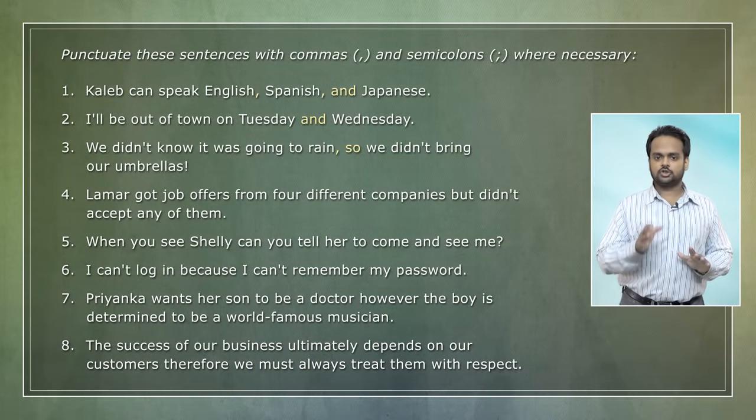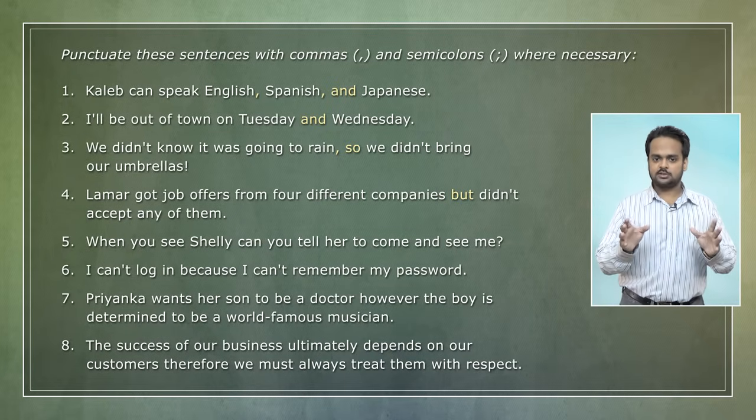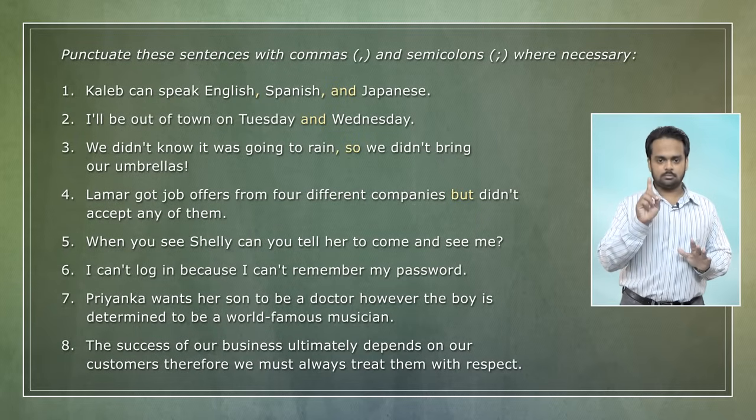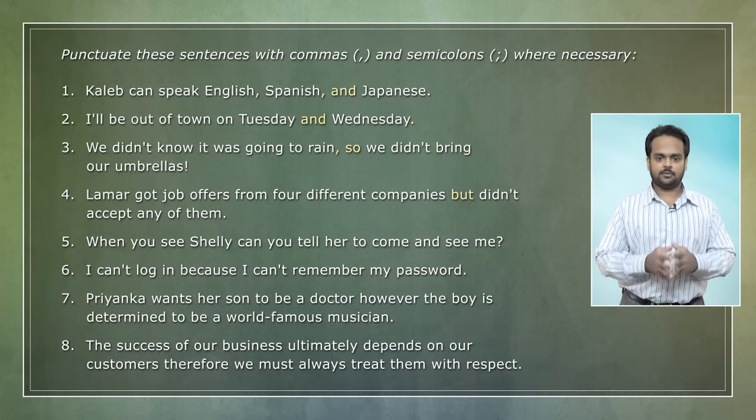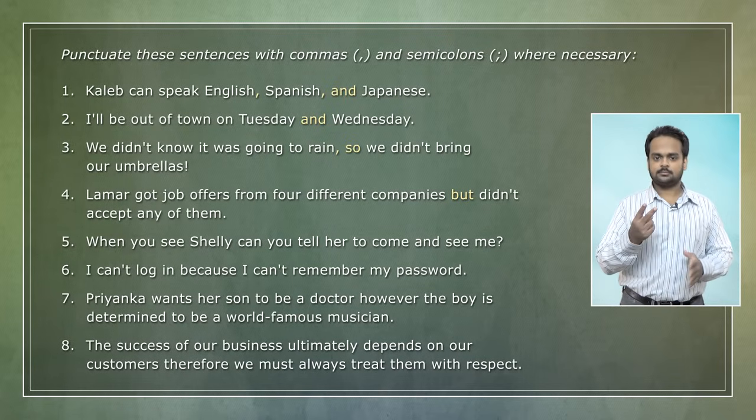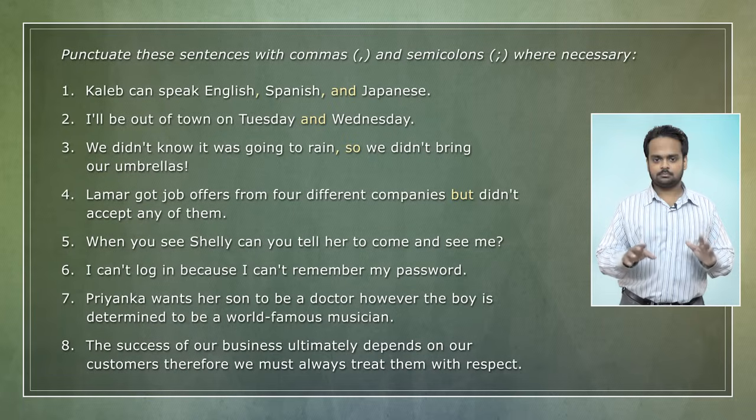Notice that the conjunction is but. You might think that it's connecting 2 clauses here, but that's not the case. There's only 1 subject, Lamar, with 2 verb phrases. Got job offers from 4 different companies and didn't accept any of them. So the conjunction is just connecting 2 phrases, and that's why no comma.